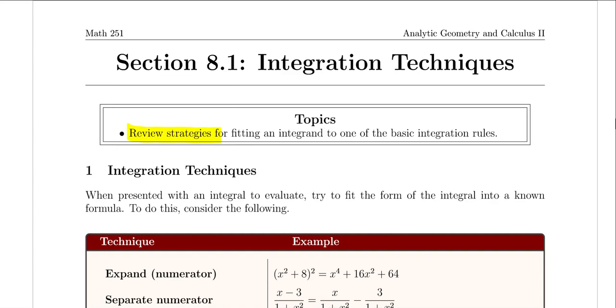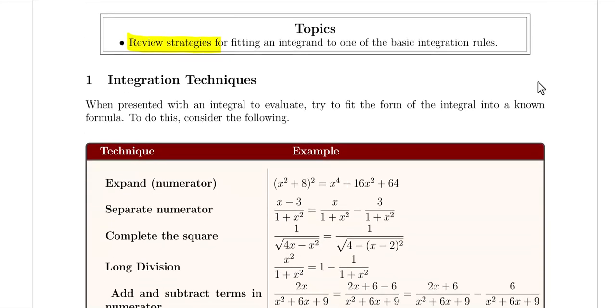Now if you did not cover any of these approaches or techniques, no worries, this video is going to serve as an excellent starting point, or if you already happen to have seen these techniques, then it's going to serve as an excellent review. So let's go ahead and begin here. When presented with an integrand to evaluate, we're going to try to fit the form of the integral into a known formula. To do this, we consider the following techniques.